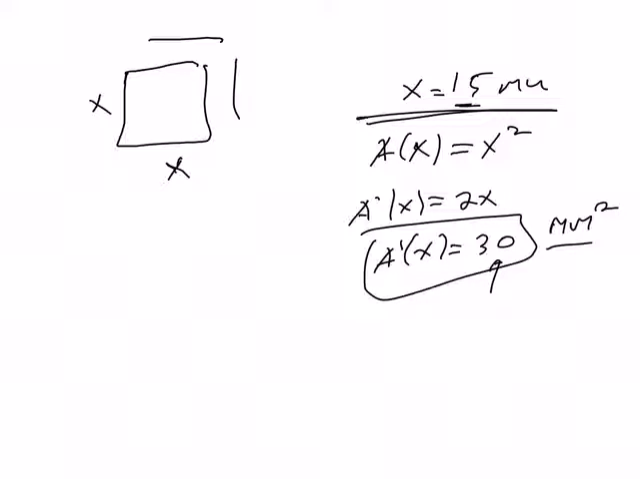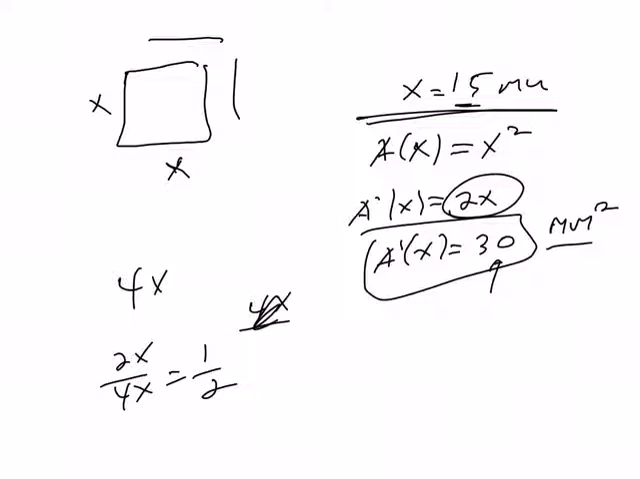So first we want to show that the rate of change with respect to the side is half its perimeter. The perimeter is going to be 4x. The rate of change is 2x, so it's going to be half, right? So 2x over 4x is equal to a half. So with respect to its perimeter, its rate of change is half.